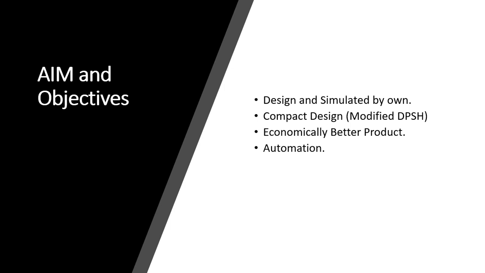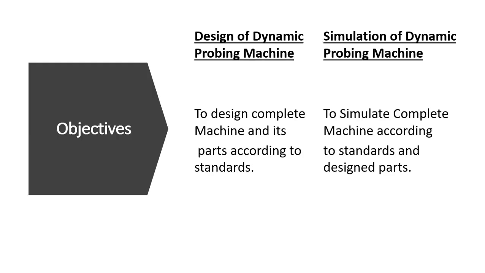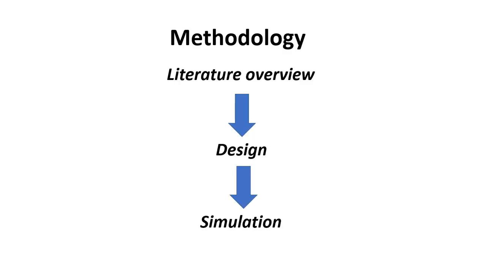There are a lot of other objectives as well. The design is simulated by us. The machine should be compact and an economically better product. So the first main objective of our research was to design a complete machine and its parts according to standards, and to simulate the complete machine according to standards and the designed parts.